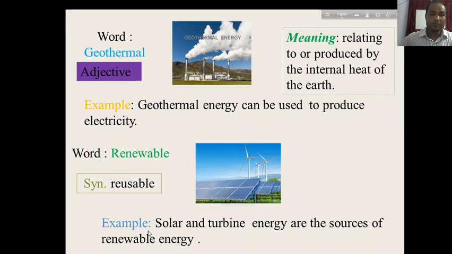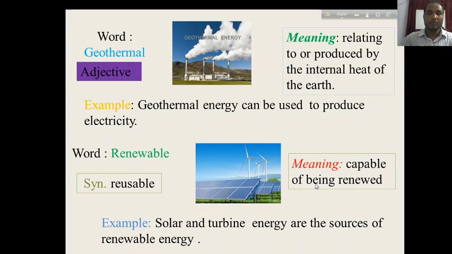Let's see. For example, we can use the word renewable: Solar and turbine energy are the sources of renewable energy. Let's see its meaning. Capable of being renewed. That is renewable.